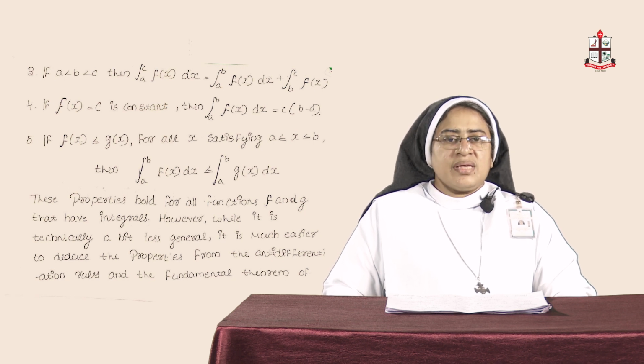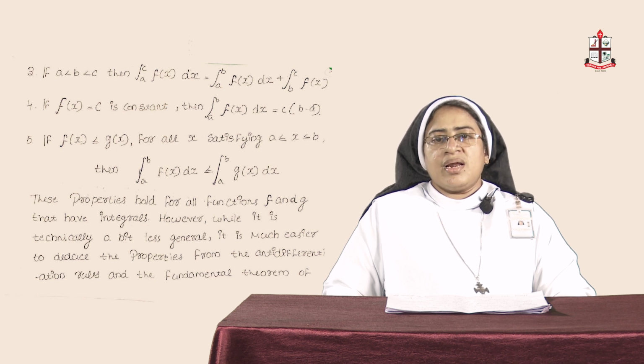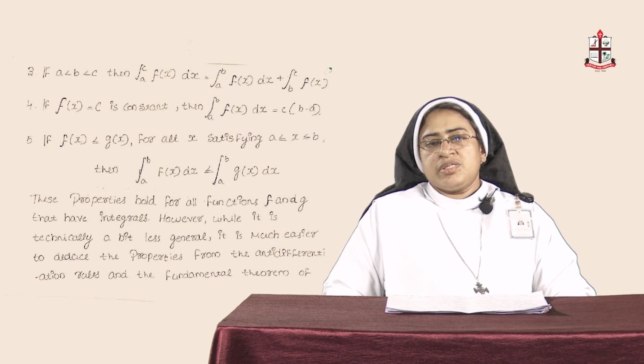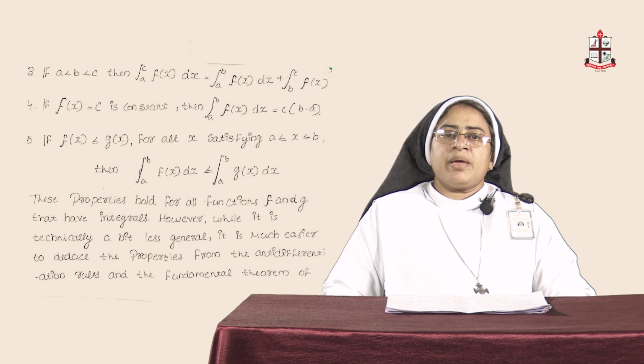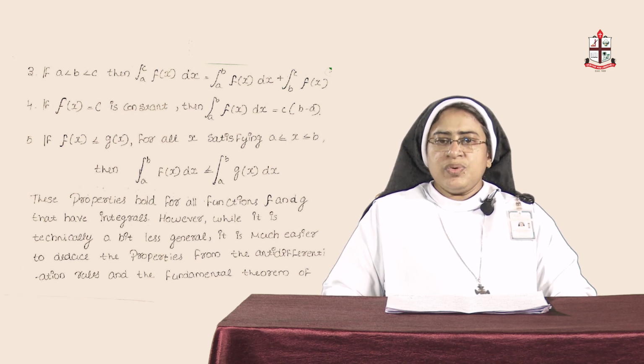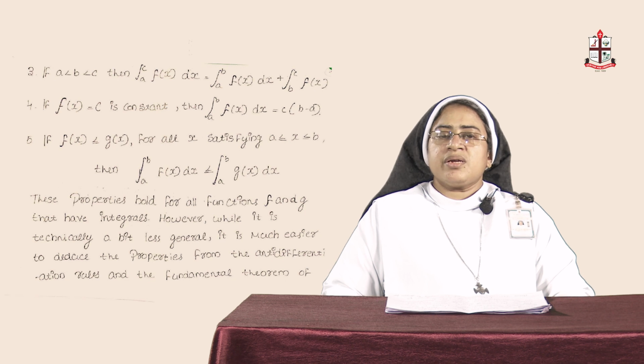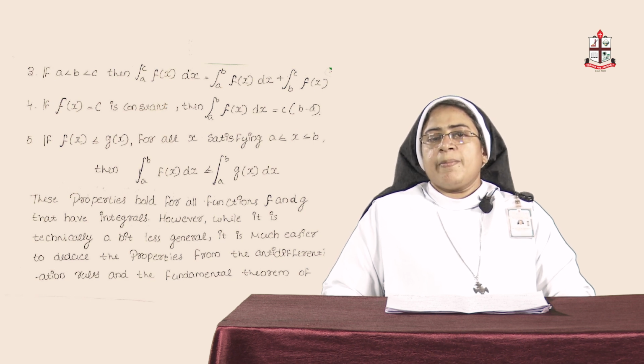The fourth one is f of x is c, a constant. What will happen then? Integral a to b f of x dx, the constant is c. So, integral f of x dx will become c into 1 into dx will become x. The limits are from a to b. So, you will get c into x within the limits a to b, which becomes c into b minus a. So, if there is a constant, you will put that constant out and you will subtract the upper limit minus lower limit.